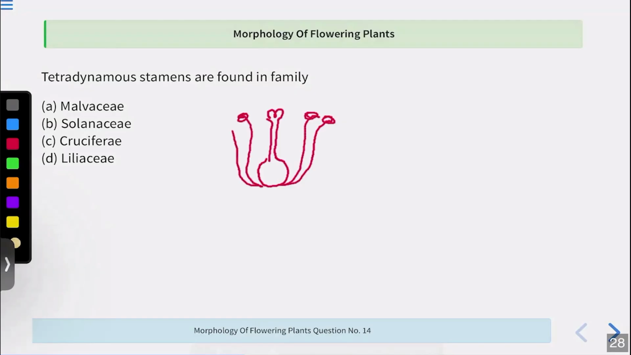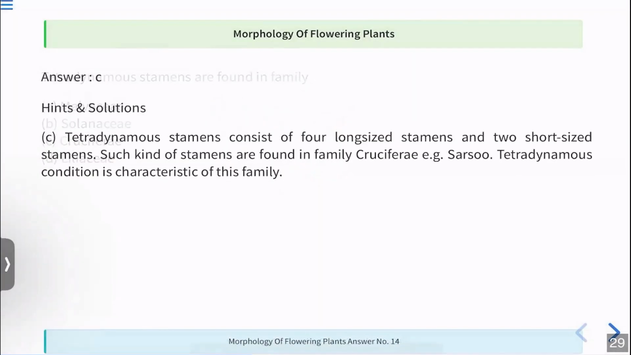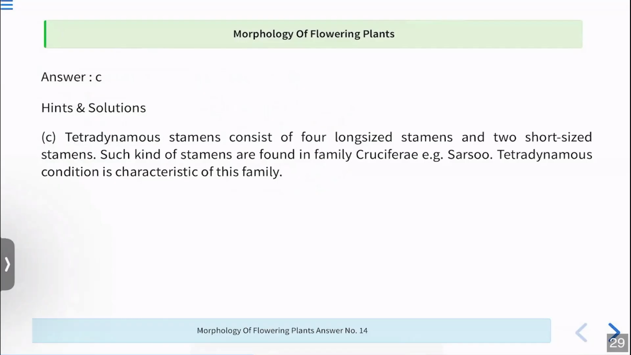So people generally confuse that tetra means four stamens. It's actually in a group like this. Four of them are equal and two are small. Two are short, four are tall. In didynamous, you will have two short and two tall stamens. Here you have four tall and two short stamens. This is a characteristic of your Brassicaceae and Cruciferae.